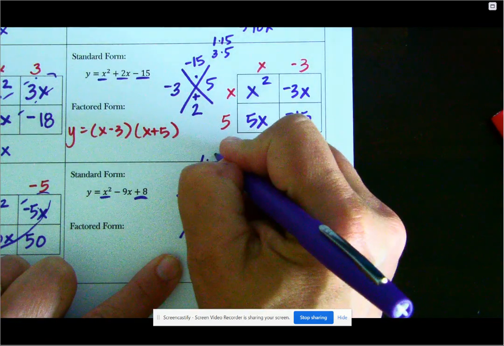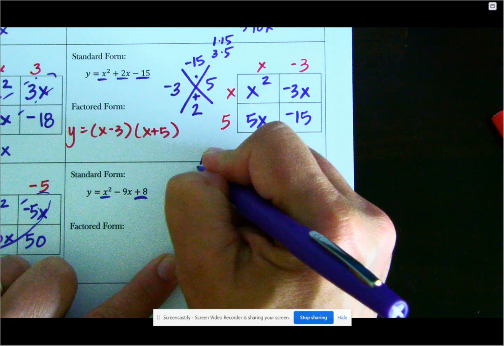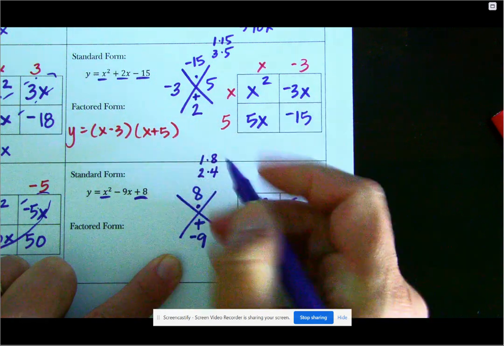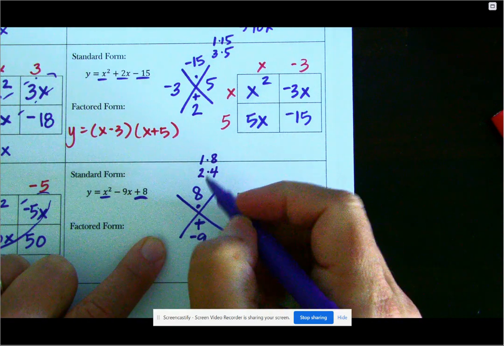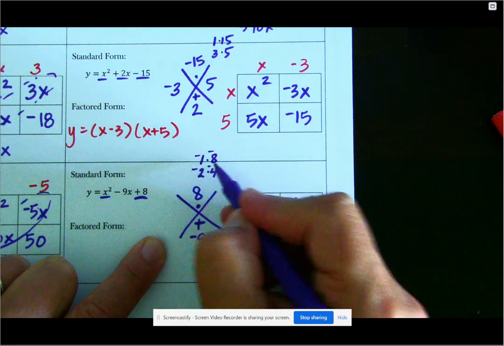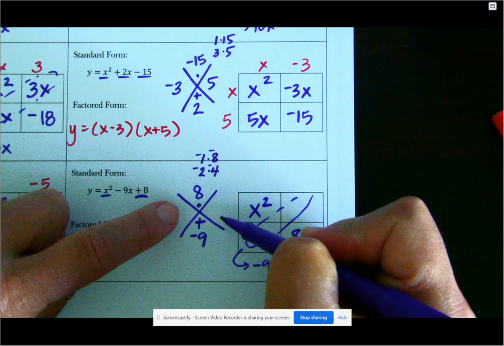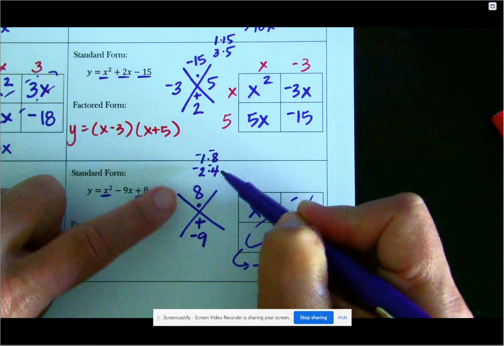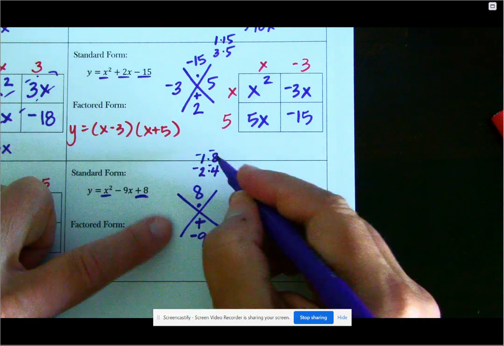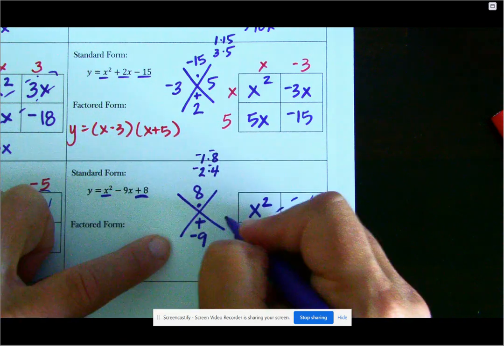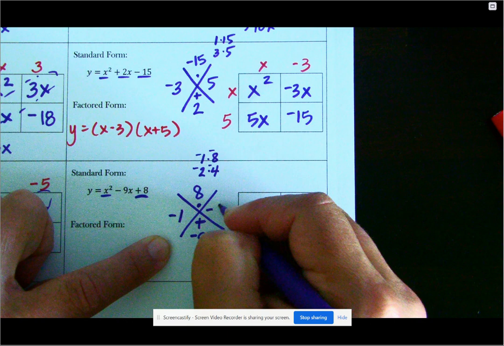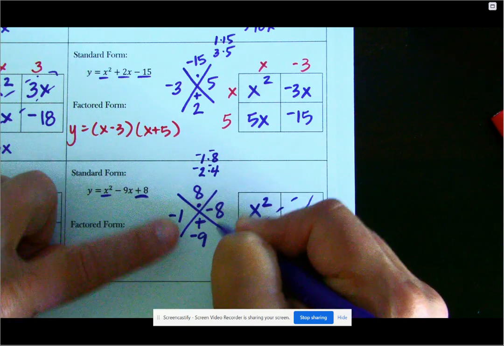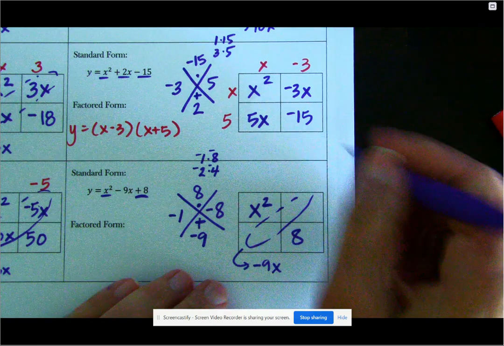So 1 times 8, if you think of the factors as their absolute value at first, that's a little easier for me. They both have to be negative, though, because the only way to have two numbers multiply to make a positive and add up to make a negative is to have them double negative. It looks like negative 1 plus negative 8 will make negative 9. And when you multiply them, they make positive 8. When you add them, they make negative 9. So those are our factors.